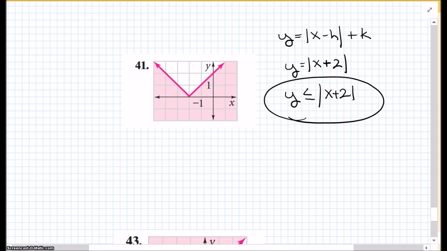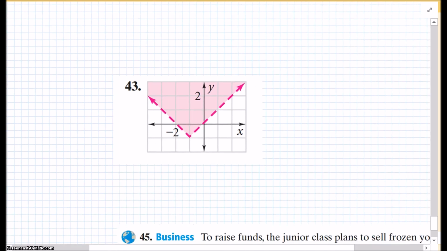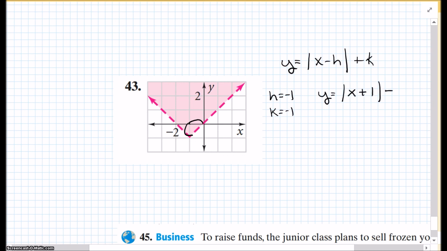Okay, 43. Again, I have a positive slope of 1, a negative slope of 1, and I have a V, so I know it's an absolute value sign. So y equals the absolute value of x minus h plus k. Well, I've translated 1 unit to the left, so my h value is negative 1, and I've translated 1 unit down, so my k value is negative 1 as well. So I get y equals the absolute value of x minus negative 1, minus 1.